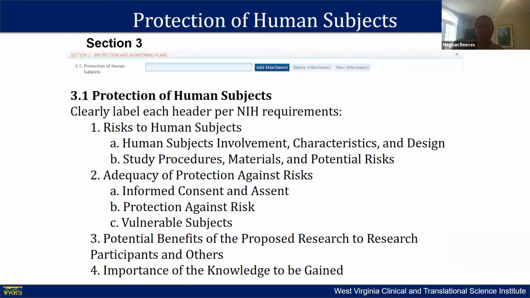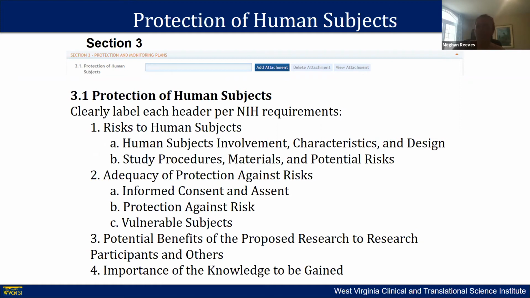Moving on to the protection of human subjects. This starts with section 3, and section 3.1 is the protection of human subjects, which is a lot of the meat of what would be in an IRB protocol and what should be included in your study protocol. There are 4 parts to 3.1 of human subjects.